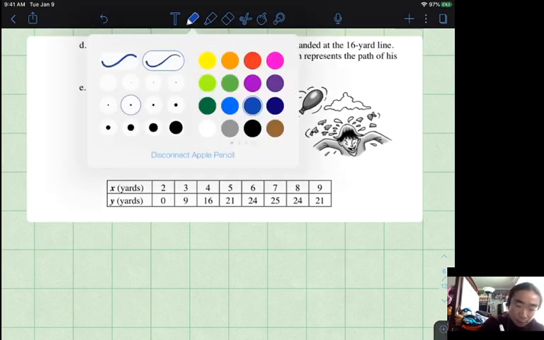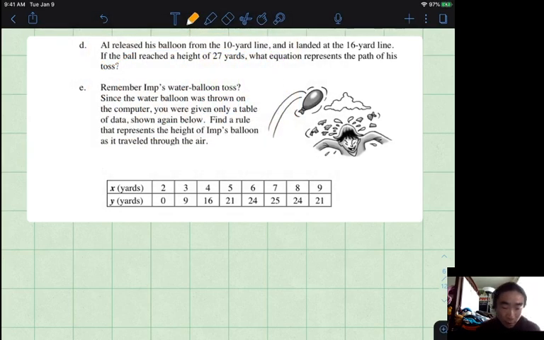So Al released his balloon. What color haven't I used yet? Let's use orange. Okay, Al released his balloon from the 10-yard line and it landed on the 16-yard line. If the ball reached a height of 27 yards, what equation represents the path of his toss?